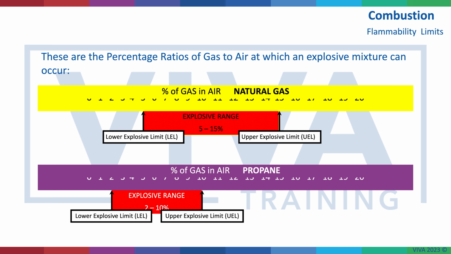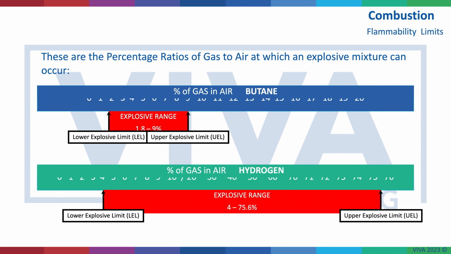Propane, lower down the scale, we've got somewhere between 2 to 10%, the lower explosive limit to the upper explosive limit. Moving on to butane, that's between 1.8 and 9%. Hydrogen, it's a massive scale, anywhere from 4% to just over 75.5%. That's why there's concerns when we move to hydrogen. It's a more volatile gas. We're going to have to be a little bit more aware of that and treat it with a bit more respect. That's why there's a lot of research going into developing hydrogen for use in domestic properties. We want it to be as safe as natural gas is today.